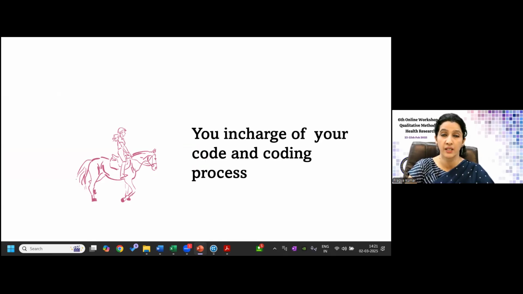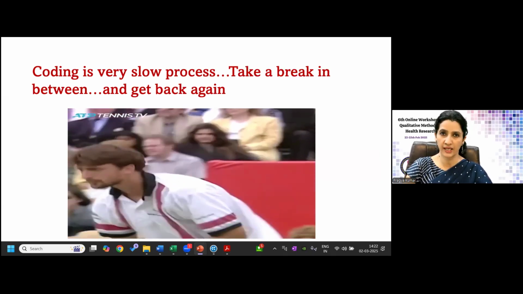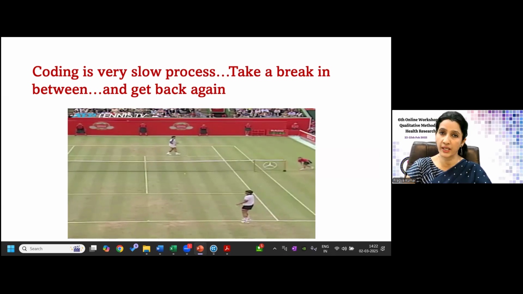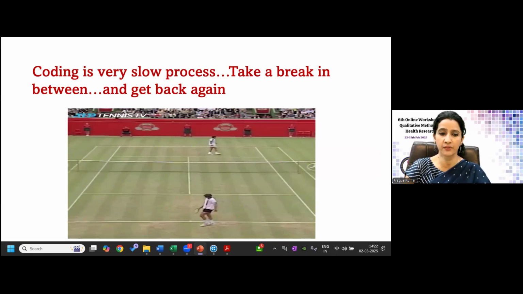And we have been learning that it's the researcher who is the data collector. There is a tool, but because you are co-constructing, you are in charge of your own coding process. And we have learned that coding is a slow process, so it takes time. If you write memos, it keeps you and your thoughts on track. So don't rely on your brain, don't rely on your memory. You will forget. It's a record of how you have tracked or built up a theory from your own data. Like I said, it is a very slow process, so take a break in between, or there will be a break due to your engagement in various other work.